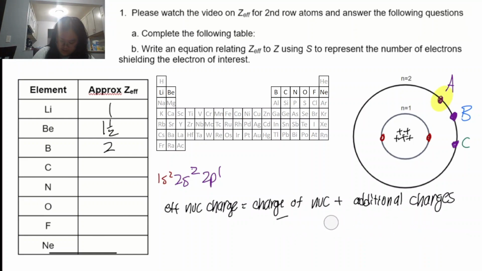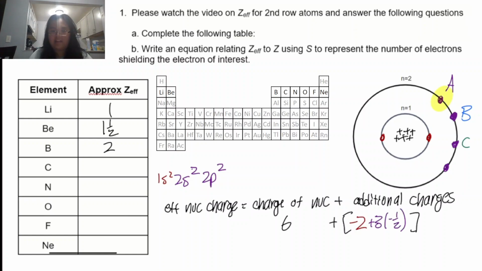So now let's do carbon, which has an electron configuration of 1s2, 2s2, 2p2. So we're adding another electron to the second shell, and we're adding another proton. And let's calculate Z effective. The charge of the nucleus is +6. Now we have to deal with our additional charges. So the electrons in the first shell contribute a full negative charge, and we have 3 electrons in the outer shell, excluding our external charge, and each of them contributes a -1/2 charge. And that means our final Z effective will be 2.5.